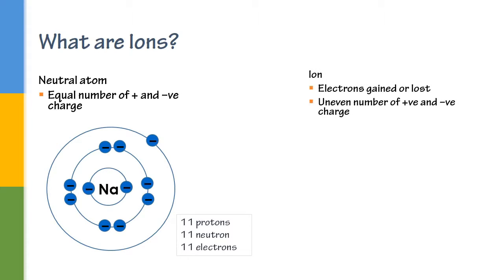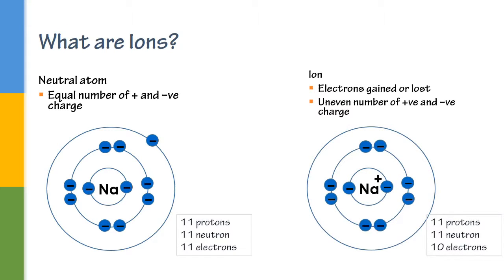When we form ions, electrons are gained or lost by an atom, and so therefore there becomes an uneven number of positive and negative charge. So when sodium forms an ion, it actually loses an electron. So therefore it has 11 protons and now 10 electrons. Because these numbers are uneven, there's an extra positive charge which gives an overall positive charge to the sodium ion.